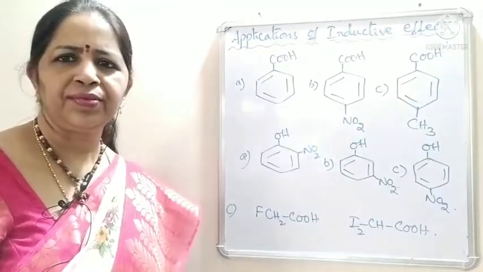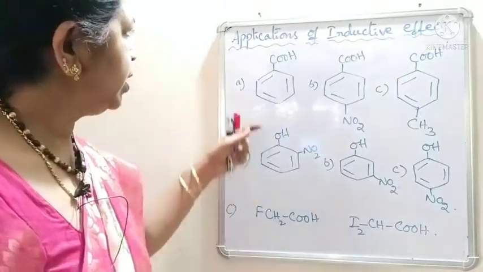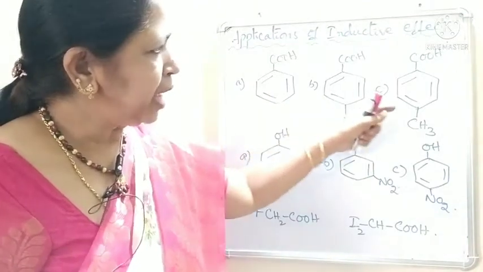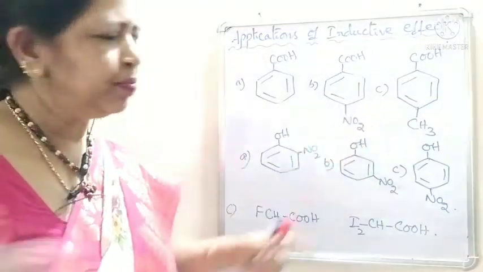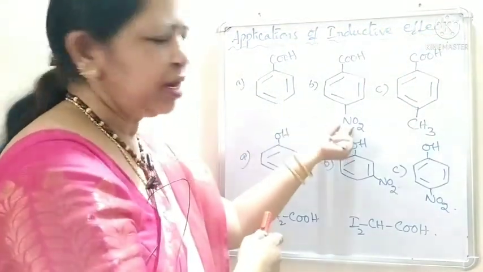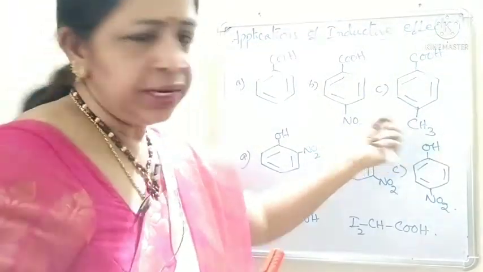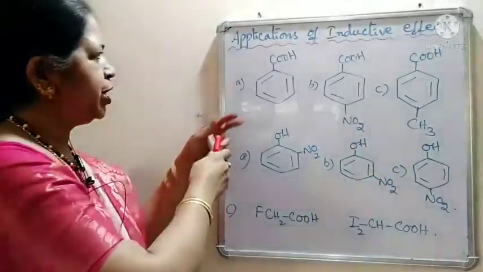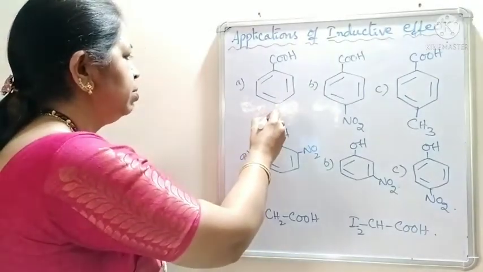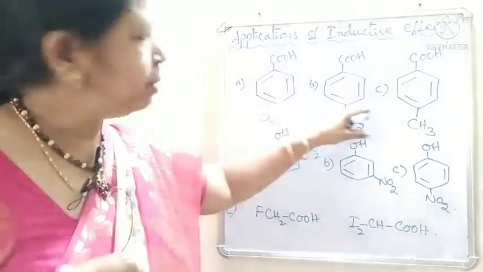Okay, students. Now, let us see some more examples, students. Here it is benzoic acid, para-nitrobenzoic acid and para-methyl benzoic acid. This benzoic acid is neutral, the nitro group is an electron withdrawing group and the methyl group is an electron releasing group. So, this benzoic acid comes in the middle, that means A comes in the middle, and what is the effect of this nitro group and methyl group?